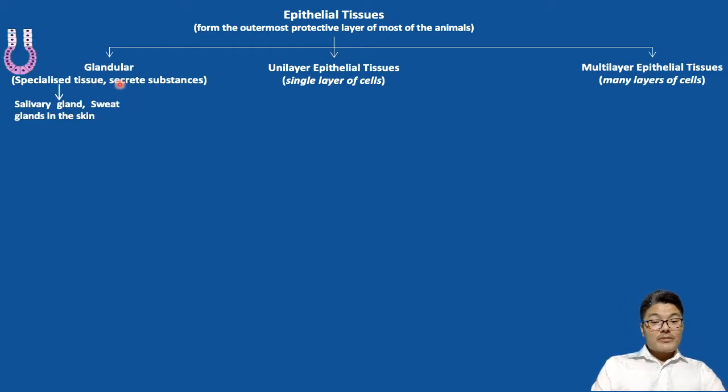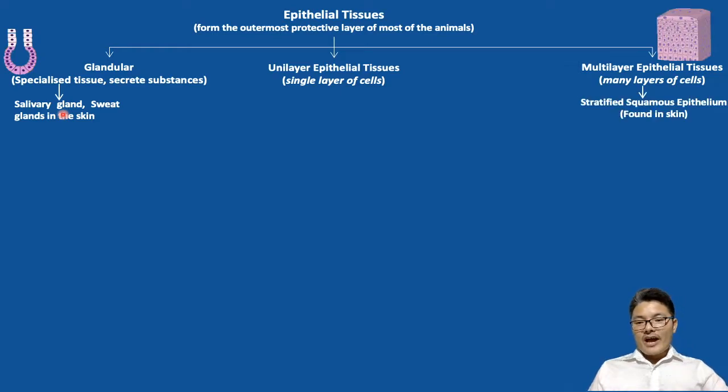Regarding glandular epithelial tissue, these form the salivary glands, sweat glands, and in a way these are secreting substances, right? As you can see in the image, these form a sac-like structure from which there is secretion of different biochemicals. For example, we have the salivary gland which secretes saliva. Sweat glands usually secrete sweat. Oil glands help in production of oils.